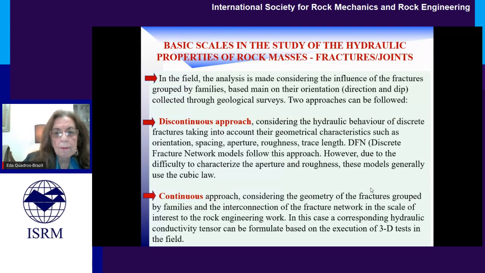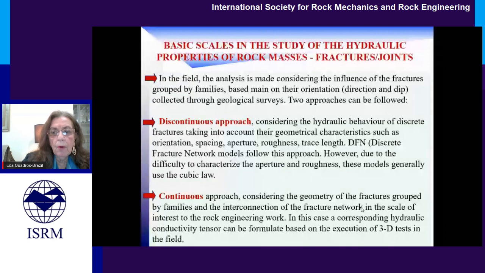This discrete approach considers the hydraulic behavior of discrete fractures, taking into account their geometrical characteristics, such as orientation, spacing, aperture, roughness, and trace length. Discrete fracture network models follow this approach. However, due to the difficulty of characterizing the aperture and roughness, these models generally use the cubic law.